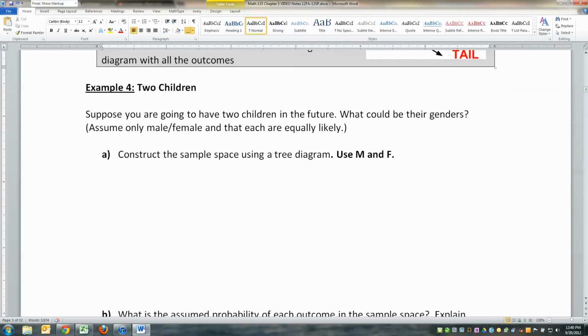All right, so let's imagine you are going to have two children in the future. What would be their genders? So assume only male and female. Again, we don't want to get into it just because it makes everything so complicated, and we're going to assume everything's equally likely. Okay, I know there are people that can be born with both male and female characteristics. It happens in 1 out of every 10,000 births or so. But again, for our purposes, I'm just trying to make a simple tree diagram.